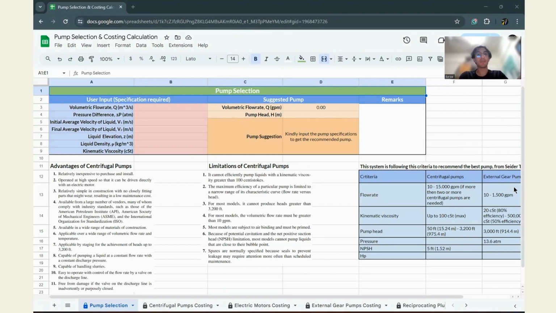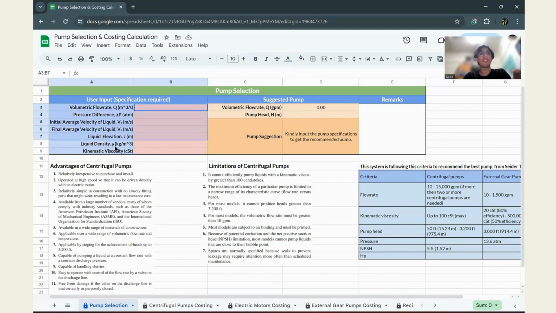Hello everyone, my name is Bara. I'm from DC31, and in today's video, we are going to explain the spreadsheet that we have created to help you with the calculation and selection of pumps and motors, and the costing calculation as well. As you can see, this is the interface of the spreadsheet. In every tab, you will find a table with inputs from you as the user, and the output is in orange color.